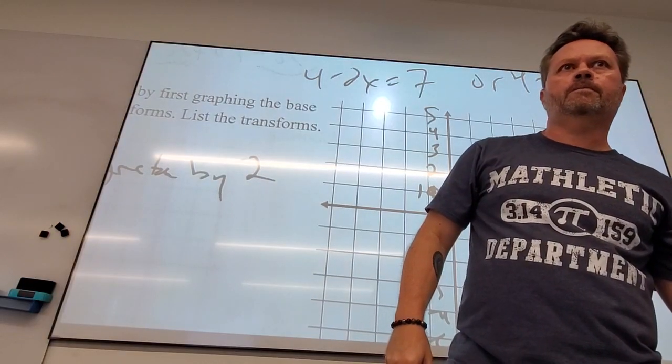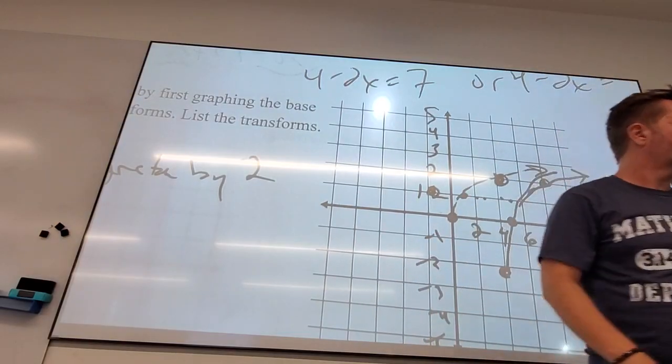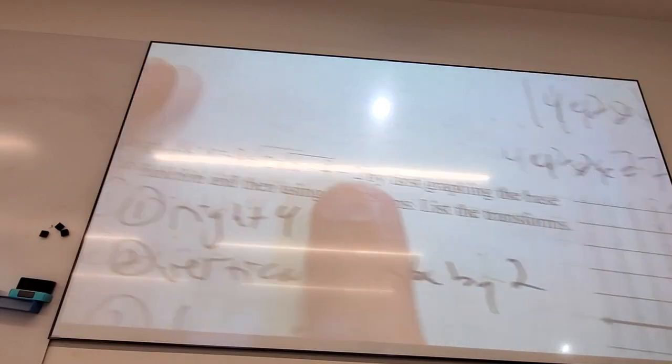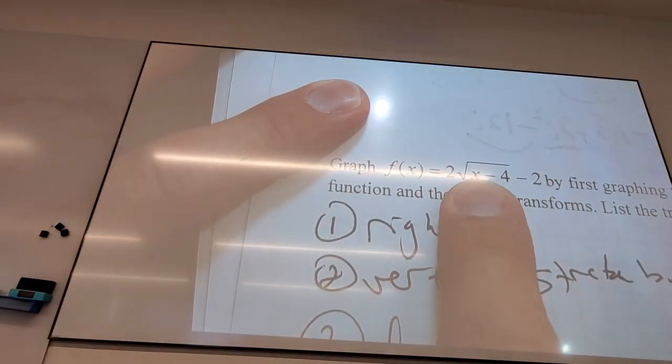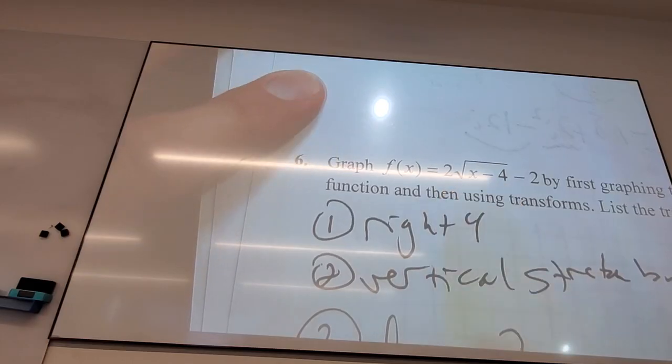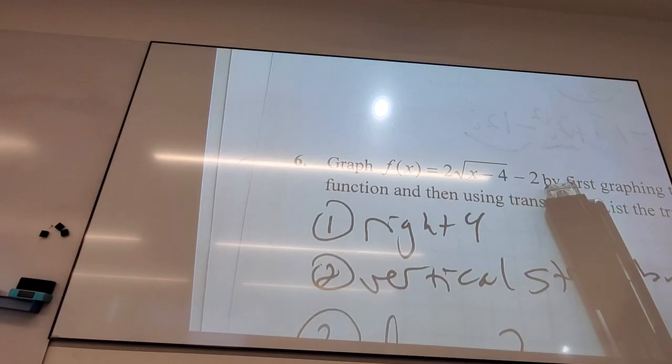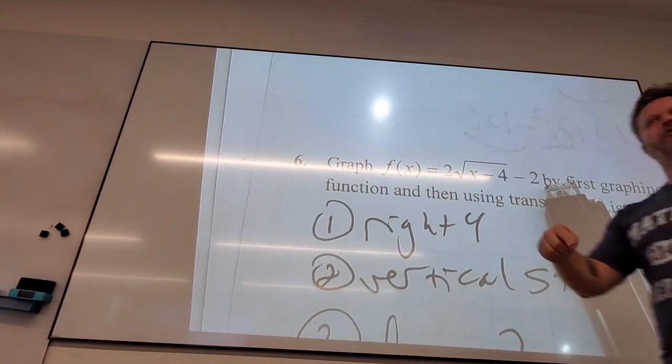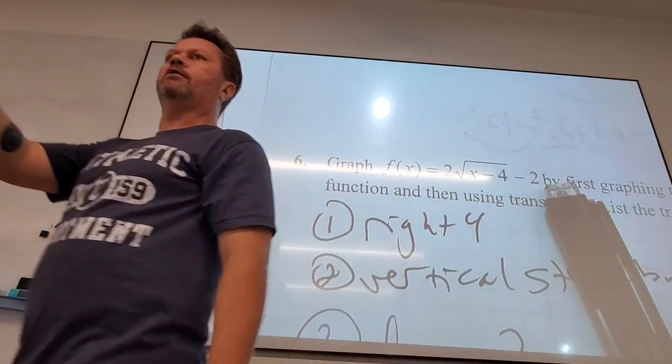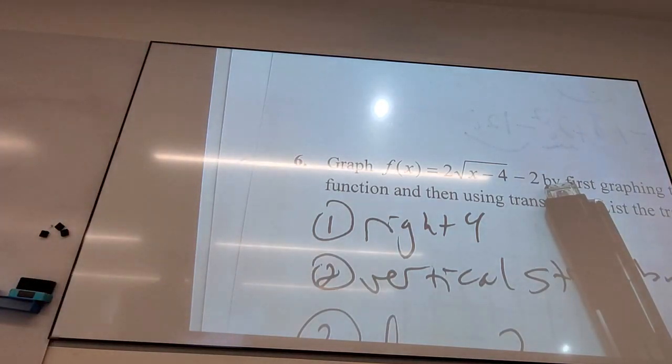If you had the 2 inside the radical, that would double the x. Oh, wait, no, it would cut it in half. When it's inside, it does the opposite of what you'd expect. If the first thing I do is cut my x's in half, don't they all have to be twice as big? Or if the first thing I do is double my x's, can't they all be half as big? So a 2 inside would actually be a compression. And if it was less than 1, like 1/2, then it would be a stretch, stretched by a factor of 2.